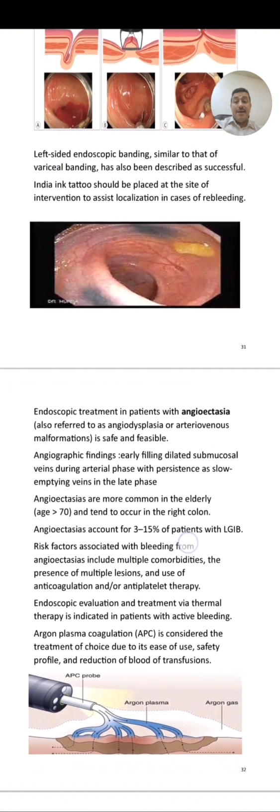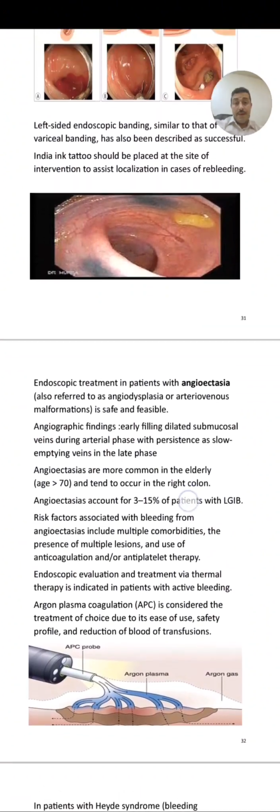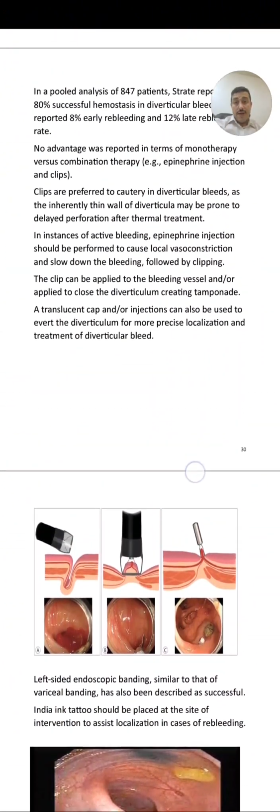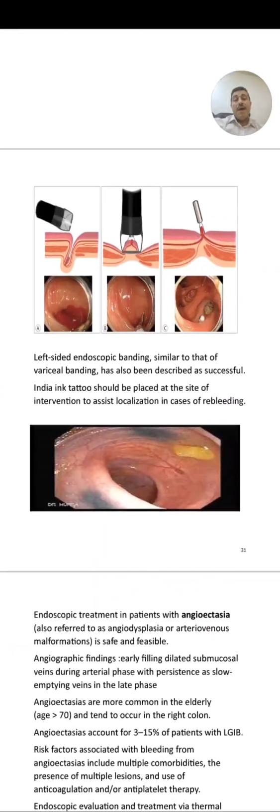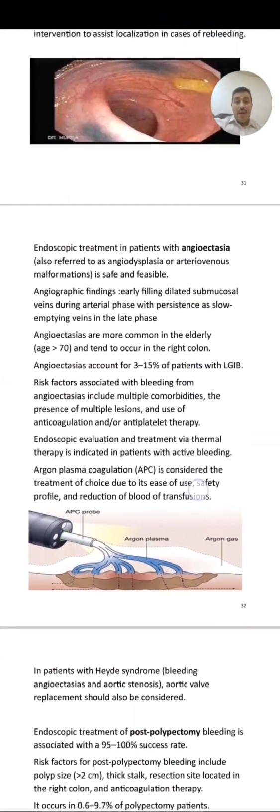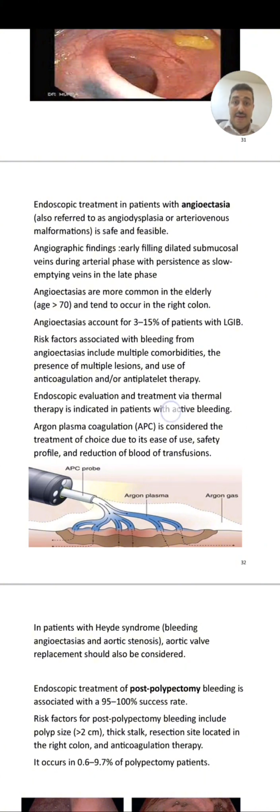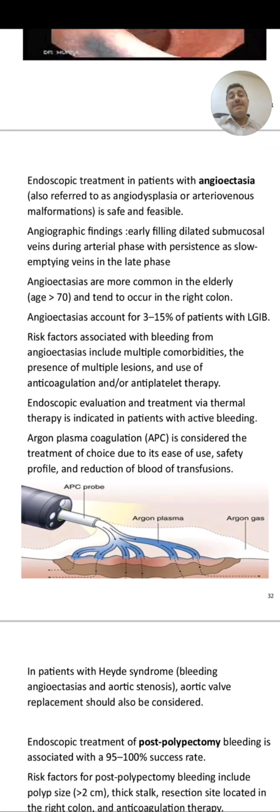Also, angioectasia. Here I also have to mention about diverticular disease that the clip is preferred over thermal or coagulation. As in diverticulosis, the wall is thin, so clipping is the preferred monotherapy. In angioectasia, actually here it's written that the best way to manage angioectasia is by argon beam coagulation, argon plasma coagulation.